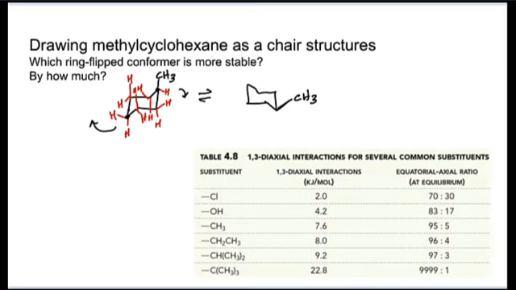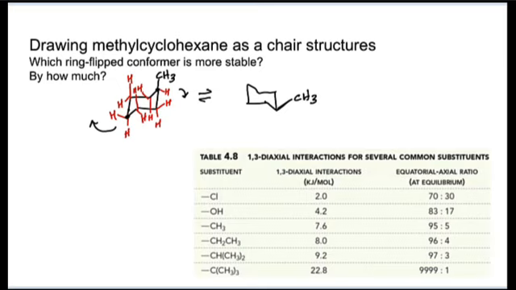So the question is, which one is more stable? And if one of them is more stable, then by how much? How much energy? And so table 4.8 has this information for us. You would be given this information.